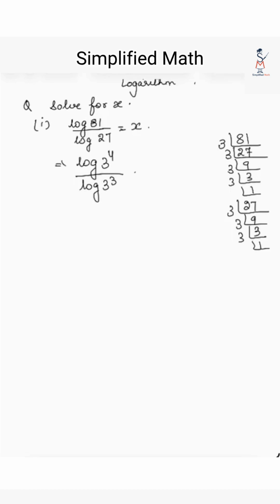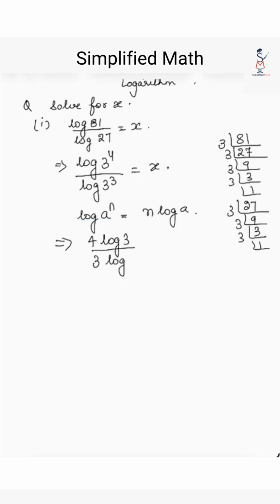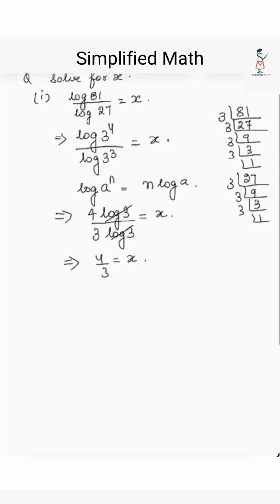Now what we know here, we know that log a raised to the power n is n log a. N comes in front of log. So this log 3 raised to the power 4 can be written as 4 log 3, and log 3 raised to the power 3 will be written as 3 log 3 is equal to x. Log 3 and log 3 can get cancelled because they will have the same value. So 4 by 3 is equal to x. So we got the value of x as 4 by 3.